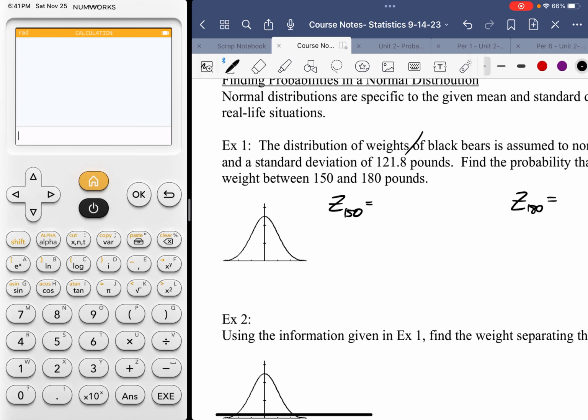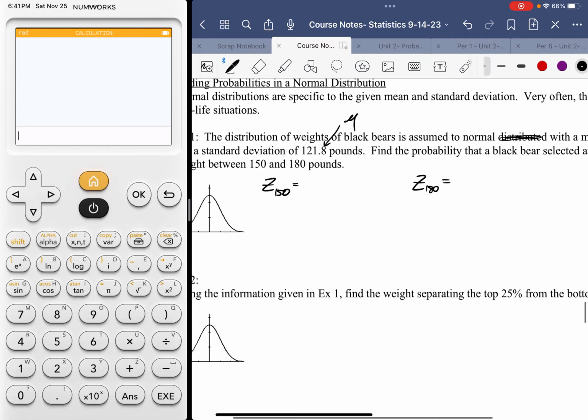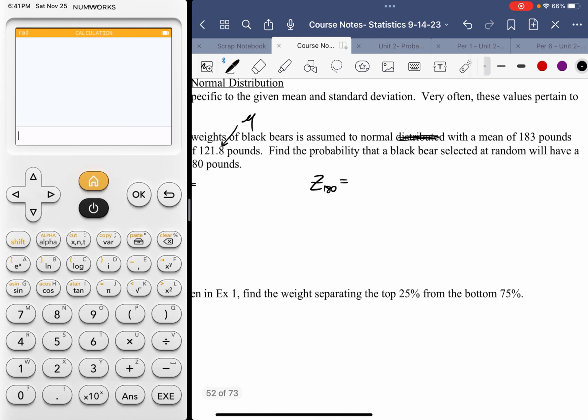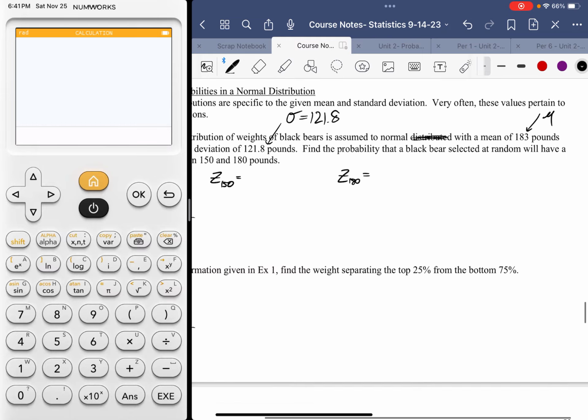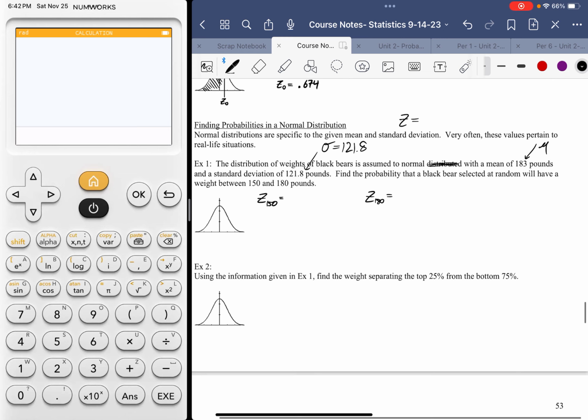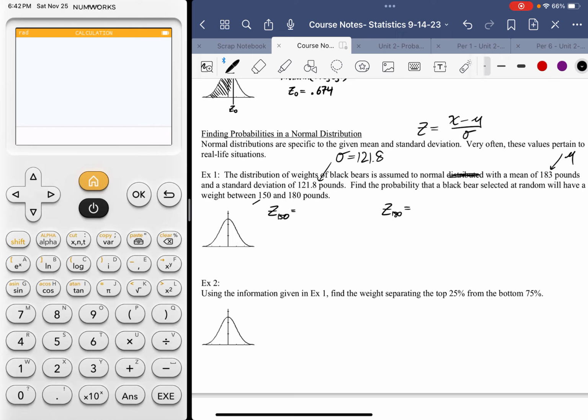All right. Now they're telling us that the mu is 121.8, and the sigma, actually, sorry, I apologize, that is the sigma. The mu is the 183. The sigma is the 121.8. Now, what we're going to do is find the z-score for each one of these particular values. So z is equal to x minus mu over sigma. Using that formula, these are our x values.